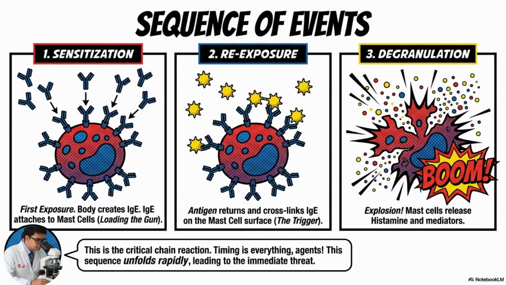This is the critical chain reaction. Timing is everything. Sensitization: upon first exposure, the body creates IgE. This IgE attaches to mast cells. We call this loading the gun. Re-exposure: the antigen returns and cross-links the IgE on the mast cell surface. This is the trigger. And then degranulation, the explosion. The mast cells release histamine and other mediators.